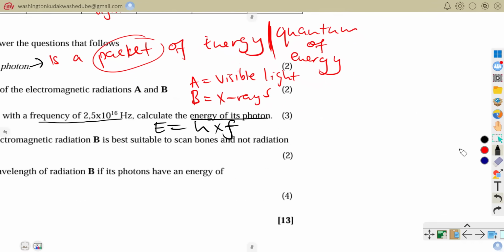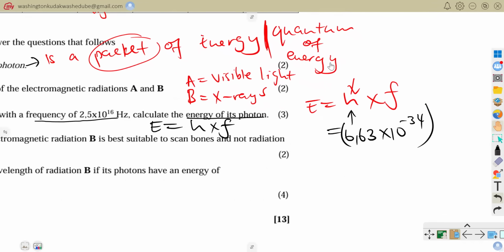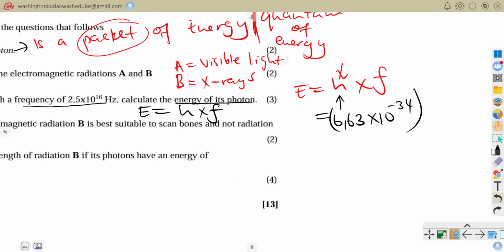So here we would come and say E is equal to h times f, and the Planck's constant is given in your information sheet. This Planck's constant is equal to 6.63 times 10 to the power negative 34. It is given in your information sheet. So what we need here is the frequency, and we are given the frequency, which is 2.5 times 10 to the power 16. And our energy would be measured in joules.